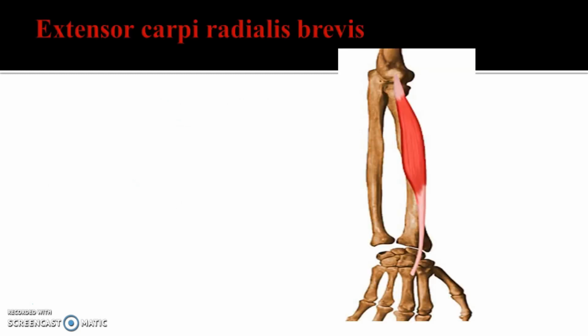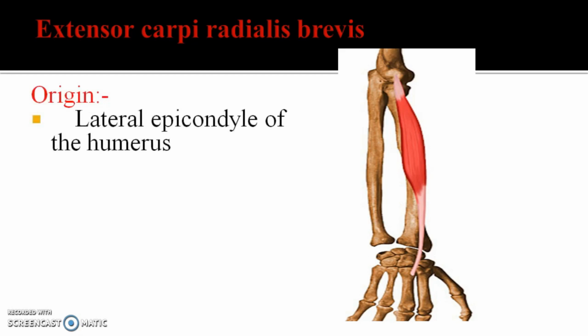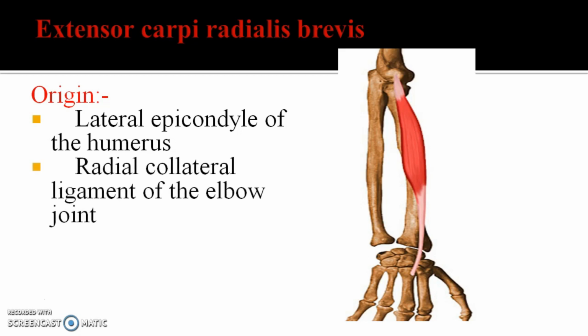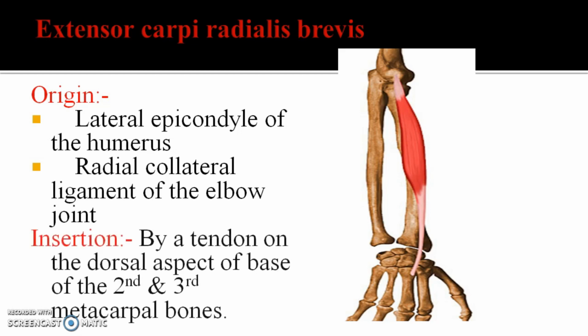Now we will move on to the paired muscle, extensor carpi radialis brevis, which is the smaller muscle compared to extensor carpi radialis longus. So these two always come together. Talking about this muscle, the origin is again from the humerus. In the humerus we have the extensor origin from the lateral epicondyle. So the lateral epicondyle of the humerus along with the radial collateral ligament of the elbow joint both give origin for this particular muscle, and the insertion happens like the previous muscle.